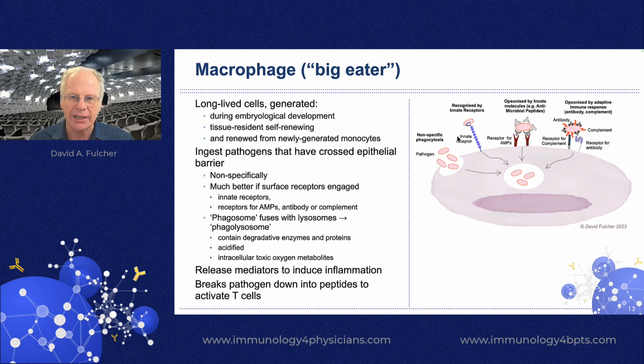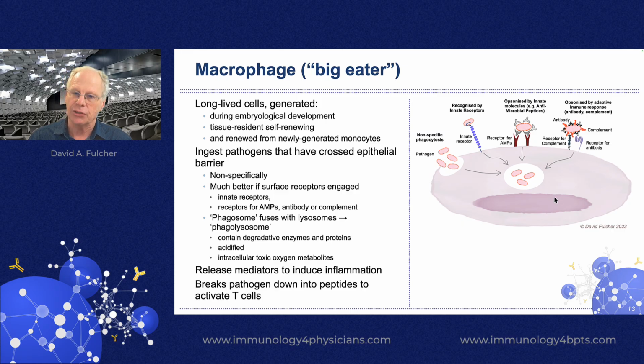So we have innate receptors, which I'll come to shortly. We have some receptors for the antimicrobial peptides. We have receptors for complement and receptors for antibody. And so if a pathogen is coated with some of these substances, it makes it far easier for the macrophage to ingest it.